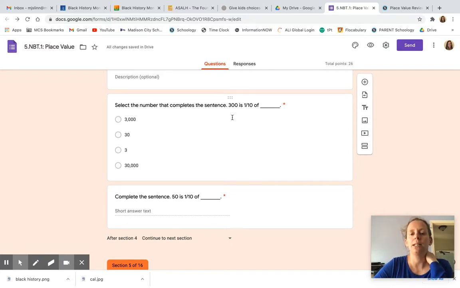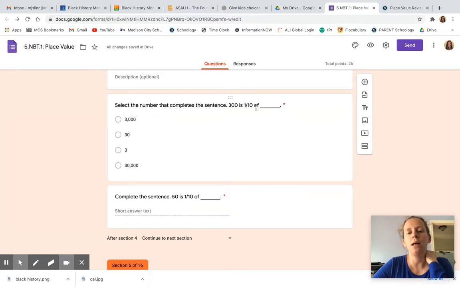Now, when we look at a sentence like this, we can substitute words for mathematical symbols here. So copy down this expression. 300 equals, whenever you see the word is in a math sentence, we can substitute an equals sign there. 300 equals 1/10 of blank.